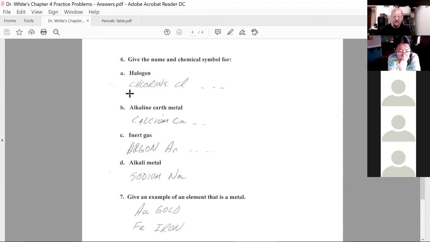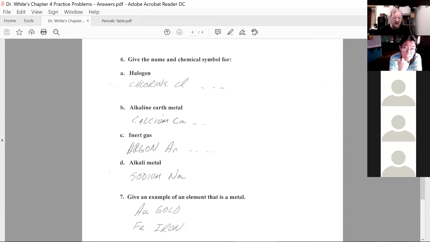Alkaline earth metal, you could either put down magnesium. I put down calcium because you'll learn later on it helps to keep your bones straight and strong. Inert gas, I put down argon. Earlier, I put down krypton.